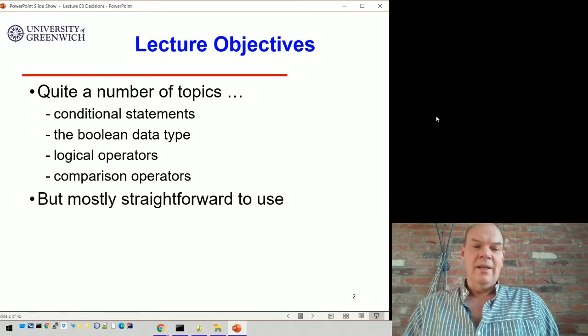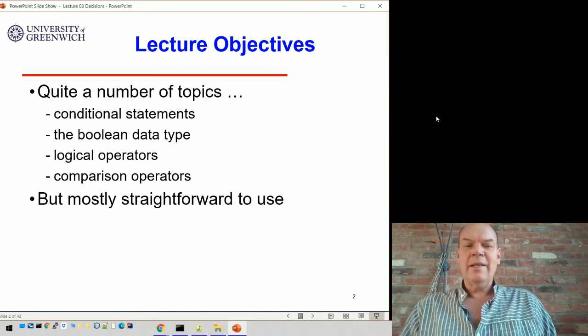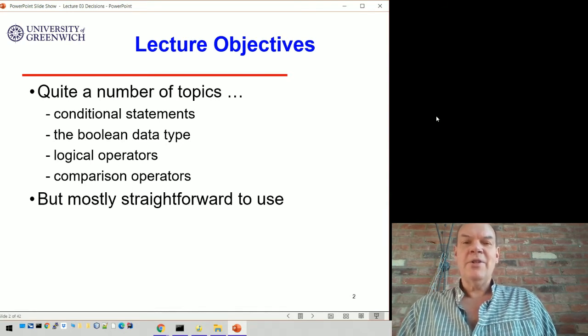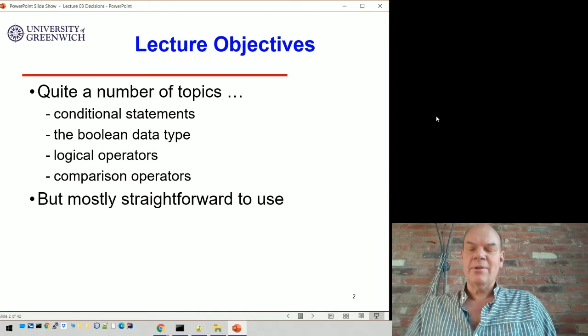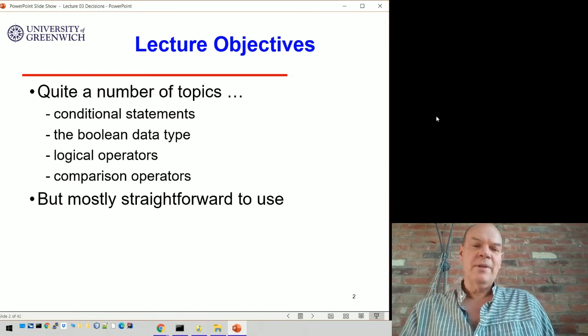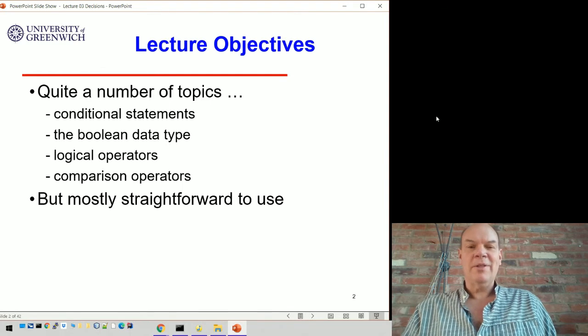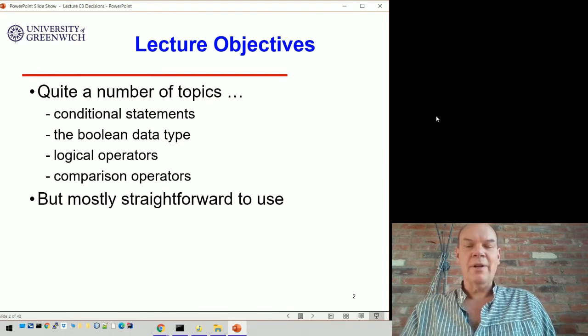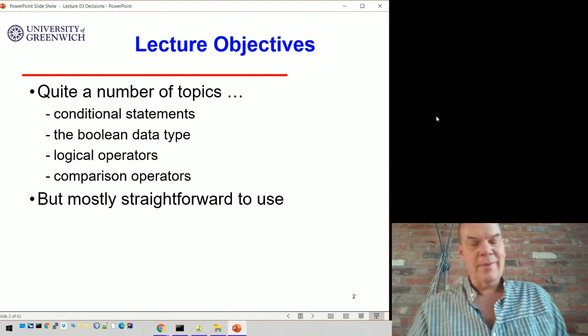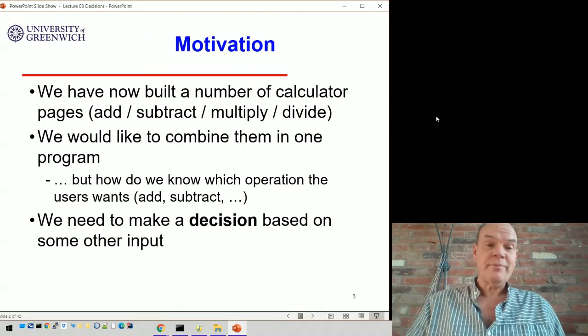So there's quite a lot to get through, but actually these are mostly very straightforward to use, and students tend not to find difficulties with getting the hang of these things. So don't be worried by the number of things we get through today. I've got loads of examples to show you each one as well.